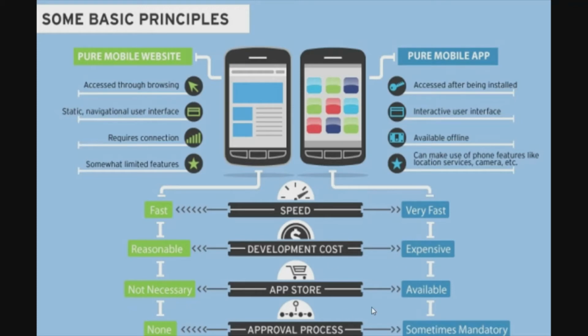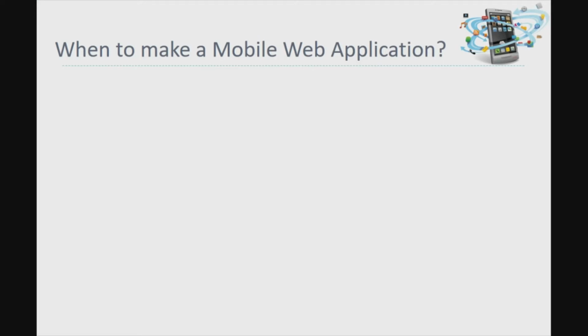In terms of the approval process, this one is non-approval. This one sometimes is mandatory. You need to allow it when you use the application. So those are the basic differences between the web app, the mobile website, and the pure mobile application.